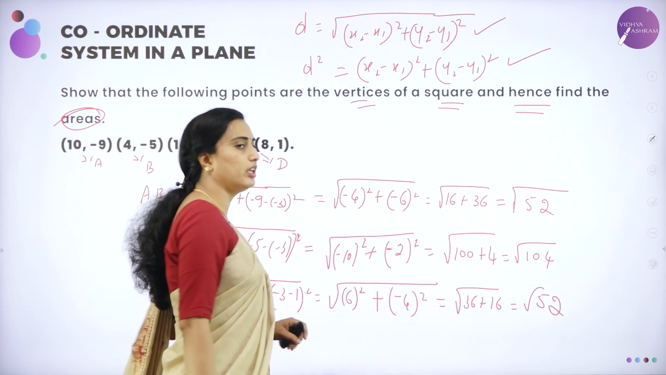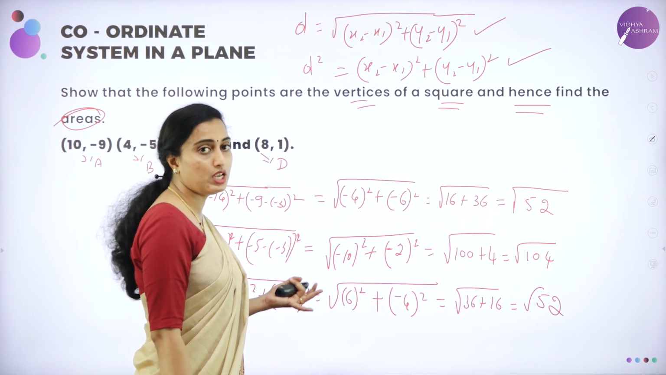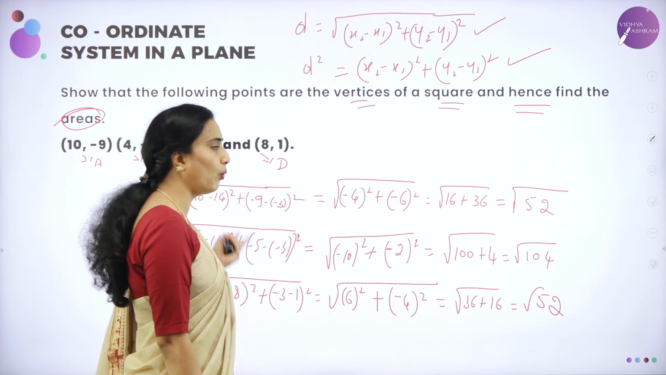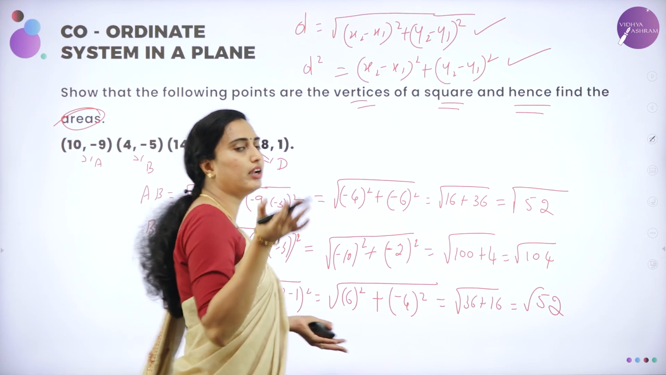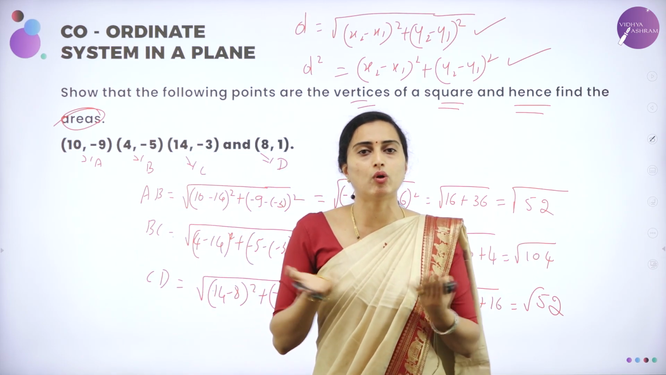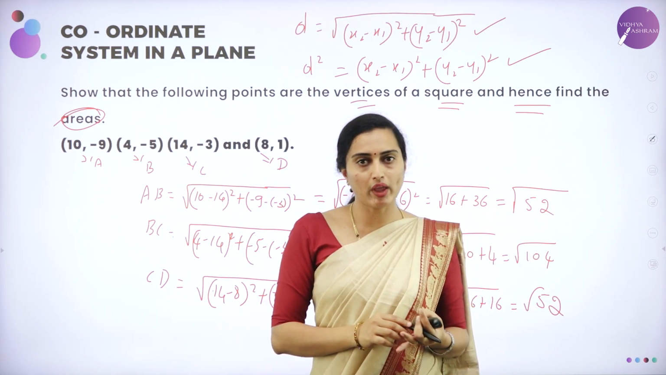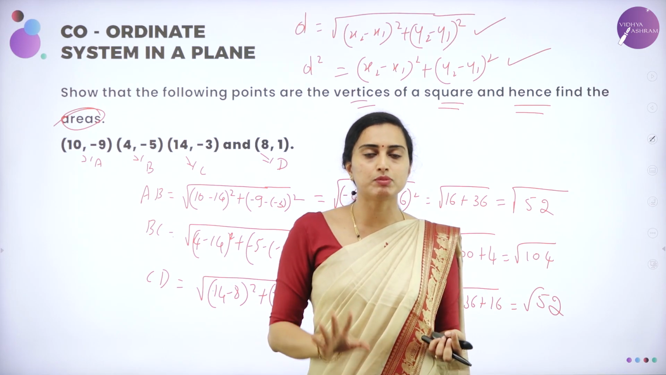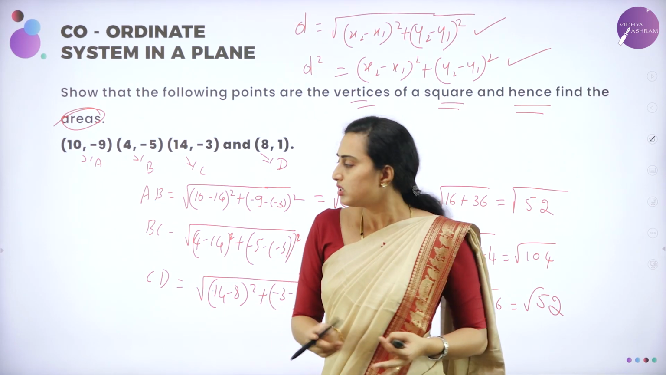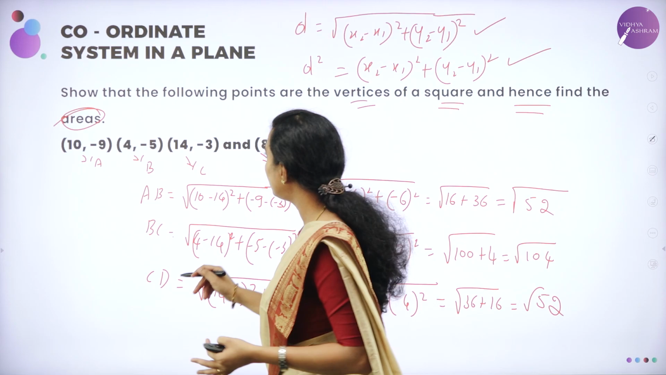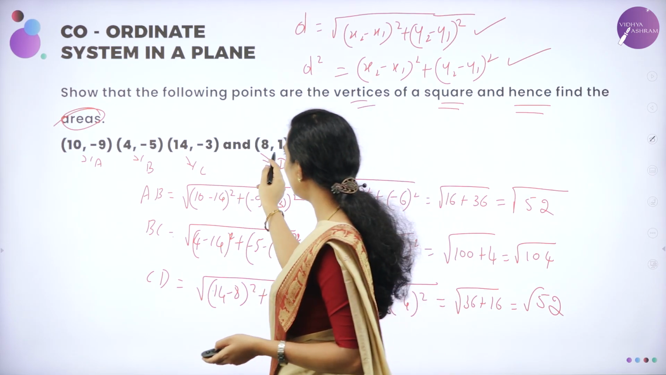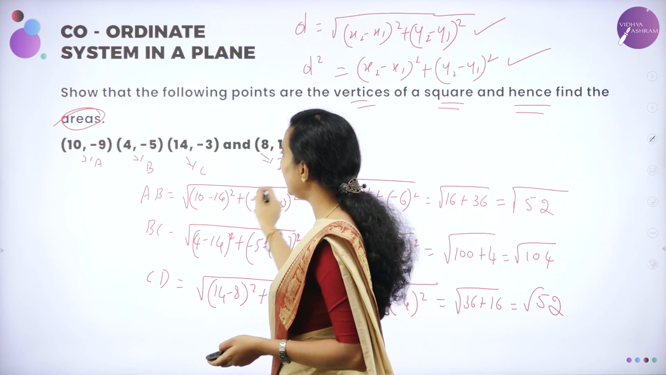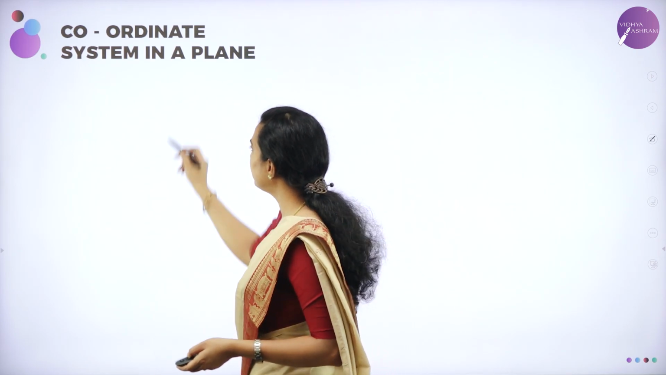You can observe here, all the sides must be equal. These two sides are equal, but by this you can conclude these points will not form a square. If it is a square, all the sides must be equal, isn't it? Finding CD is over. Next we will be moving on to DA, correct? DA, let me find out.